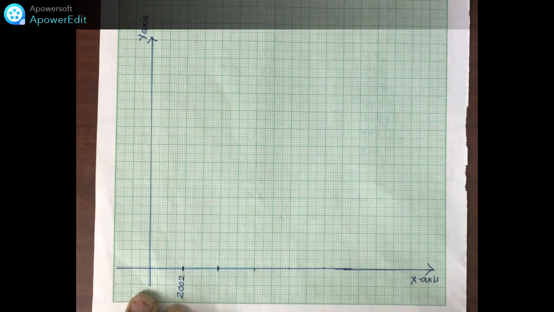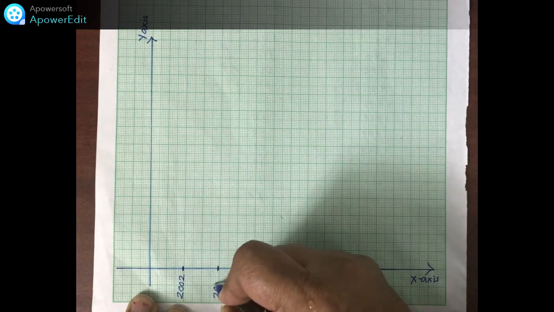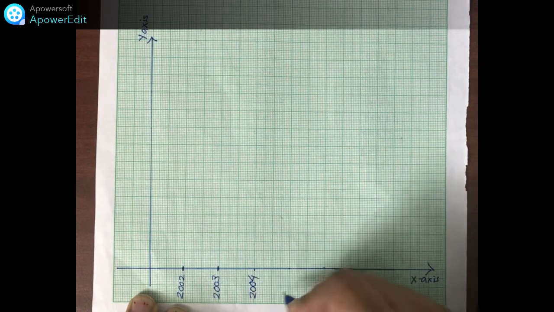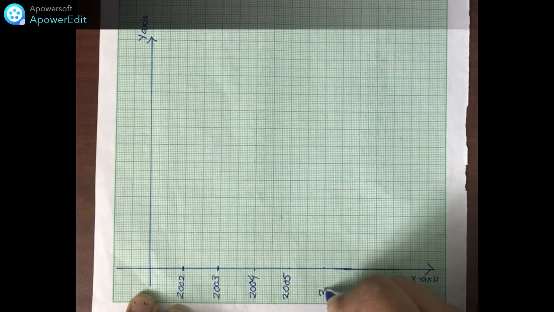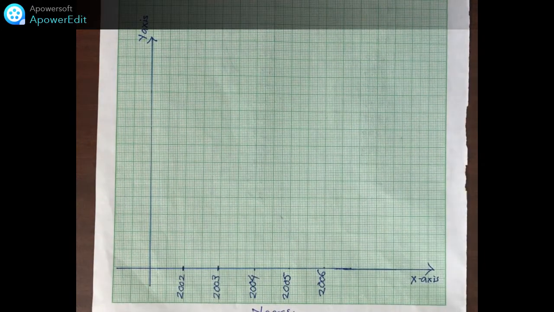Then the next one, that is 2003, 2004, 2005 and 2006. So these are the years which we have taken on the x-axis.